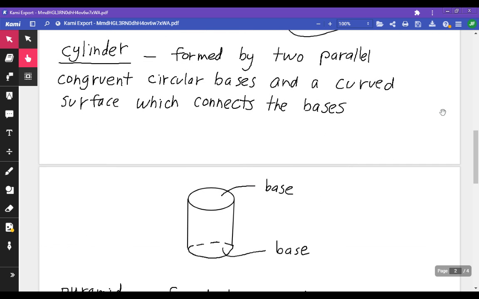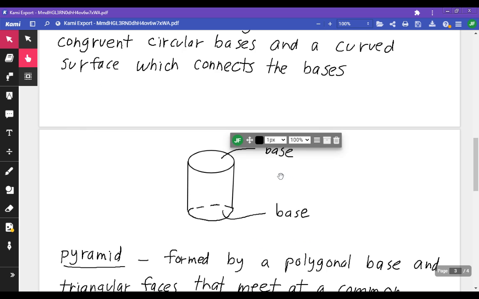Next is a cylinder. You probably have seen those before. A cylinder is formed by two parallel congruent circular bases and a curved surface which connects the bases. So you see in the little diagram there that the bases are circles, and then the side of the cylinder is a curved surface which connects those bases.